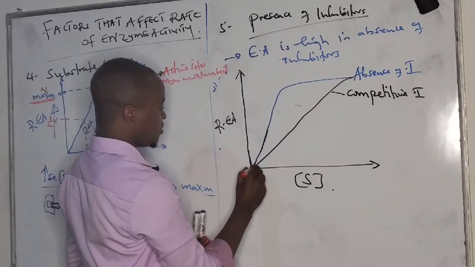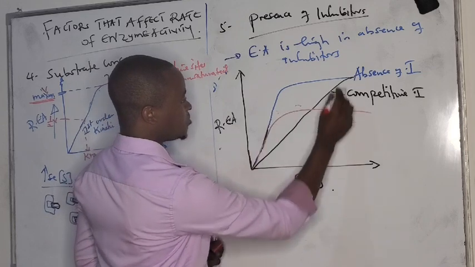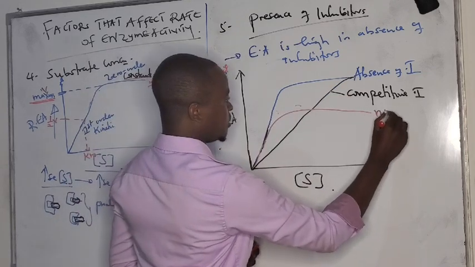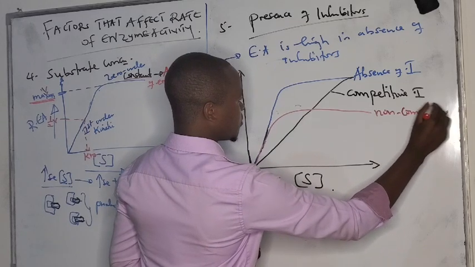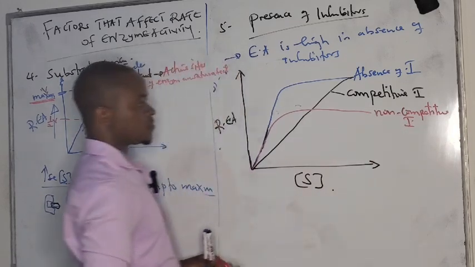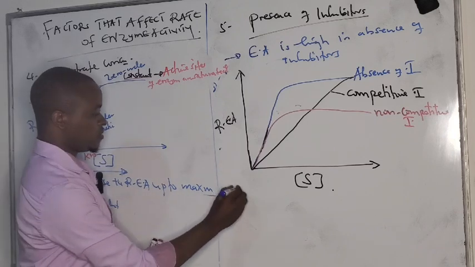Then in the presence of a non-competitive inhibitor, we see it not achieving maximum velocity. This is a non-competitive inhibitor. So how do we put it in writing?